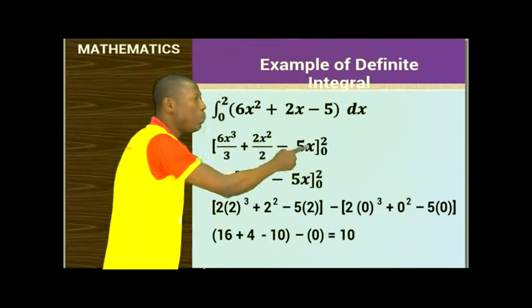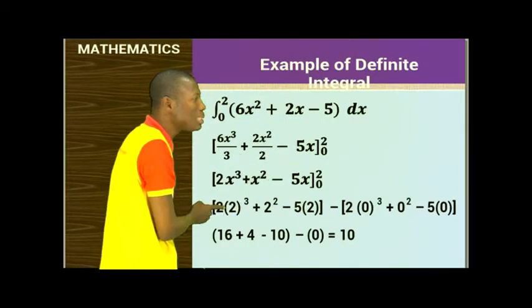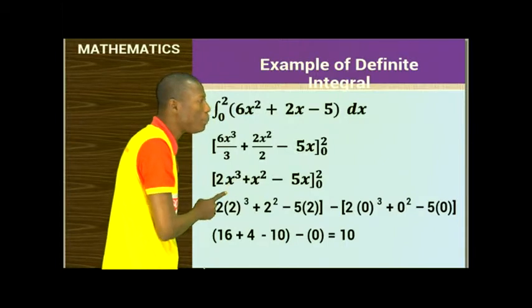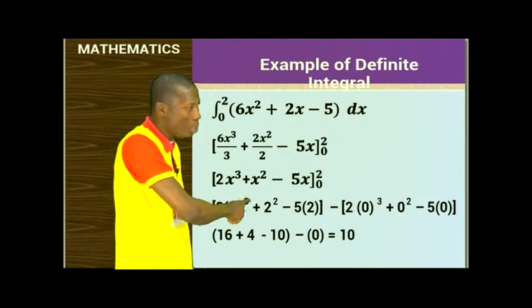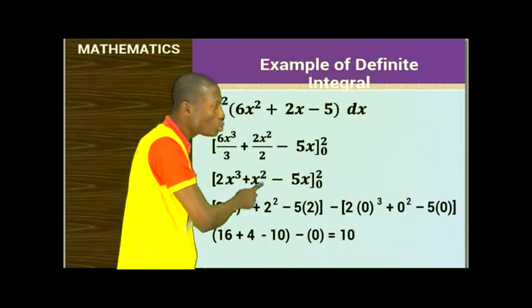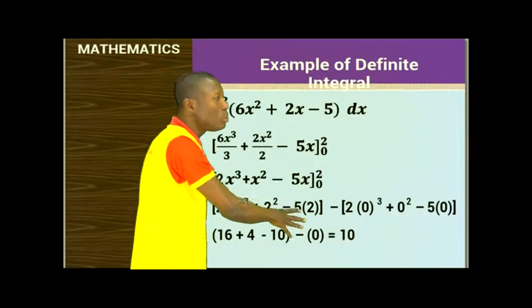Everywhere you have x here, put 2 to represent it, and minus you put 0 inside. So when you put 2 inside, you get this: 2 cubed, you change the x to 2, so (2)^3 plus 2 squared, minus 5x, which is 5(2). This is for 2.